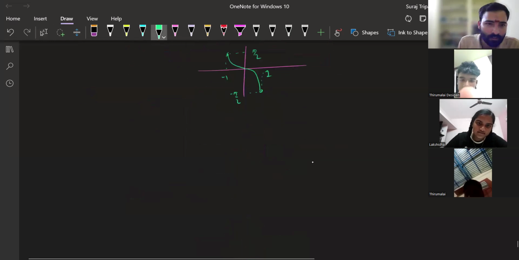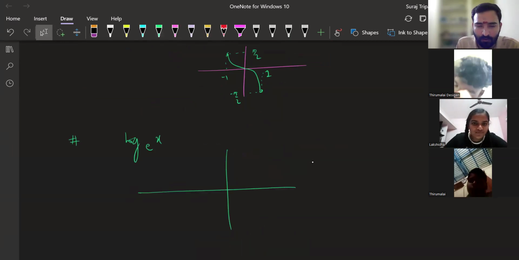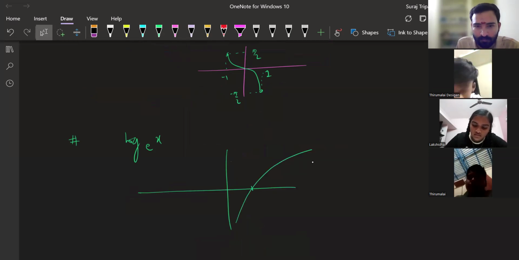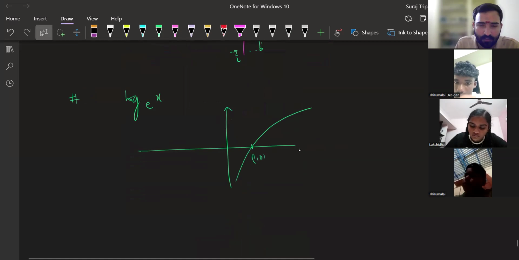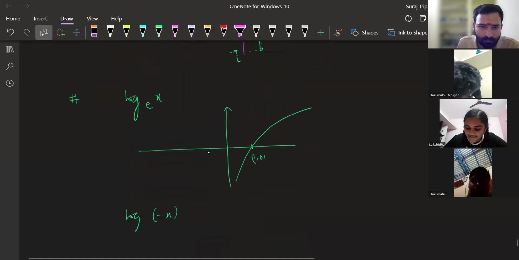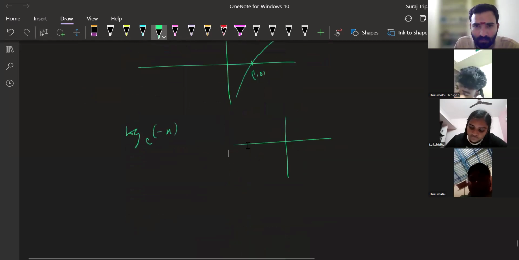Like I have already discussed, the graph of log x is this one. This is 1, 0. This is the natural log x graph. And if I take the graph of log of negative x, same base, for its graph you have to take just the reflection along the y-axis.